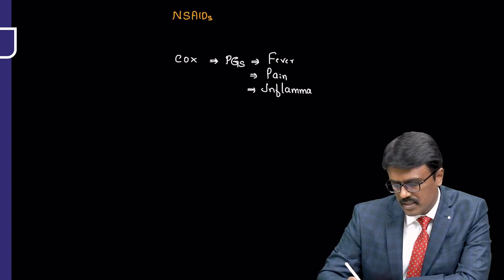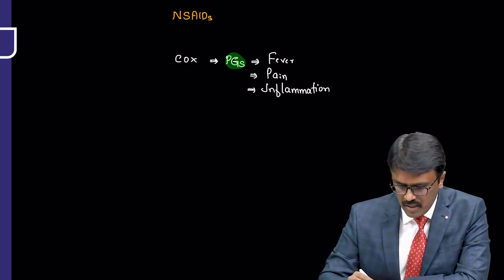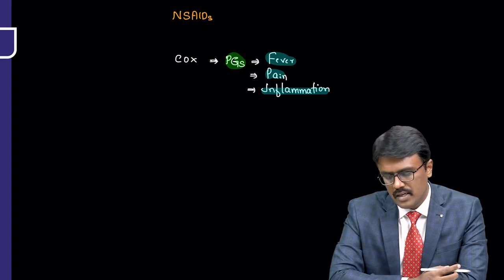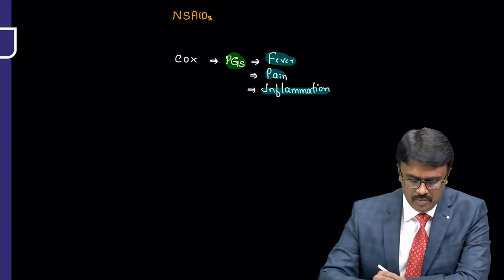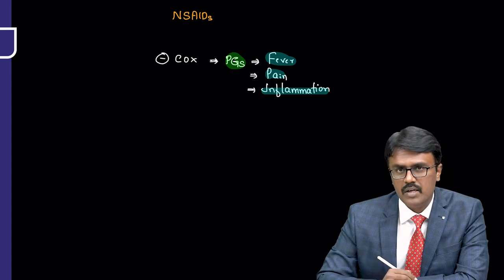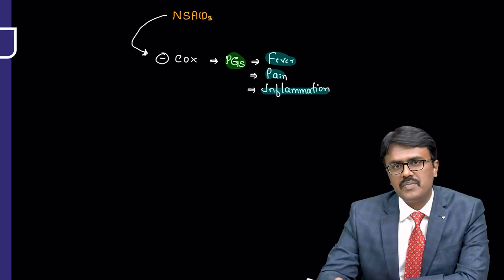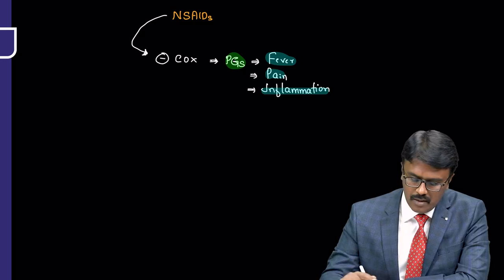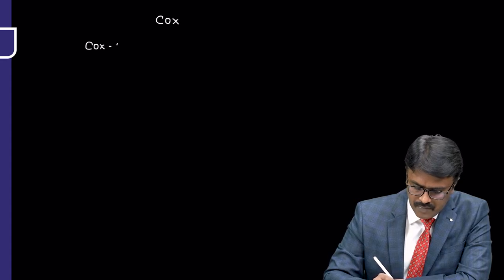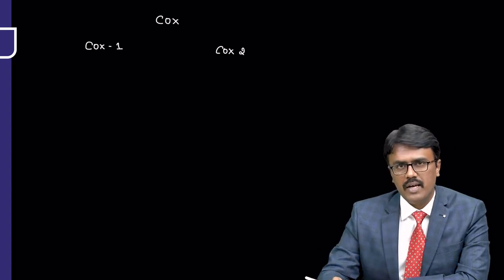So the enzyme COX, that is cyclooxygenase, will give rise to prostaglandins, and prostaglandins are responsible for fever, pain, inflammation. So if you want to manage the pain, fever, inflammation, what should I do? I should suppress the prostaglandins. How do I do it? By inhibiting COX. So most of the NSAIDs work by inhibiting the enzyme cyclooxygenase. Now, talking about COX, there are two important types, COX-1 as well as COX-2. These are the two major types of cyclooxygenase we have.